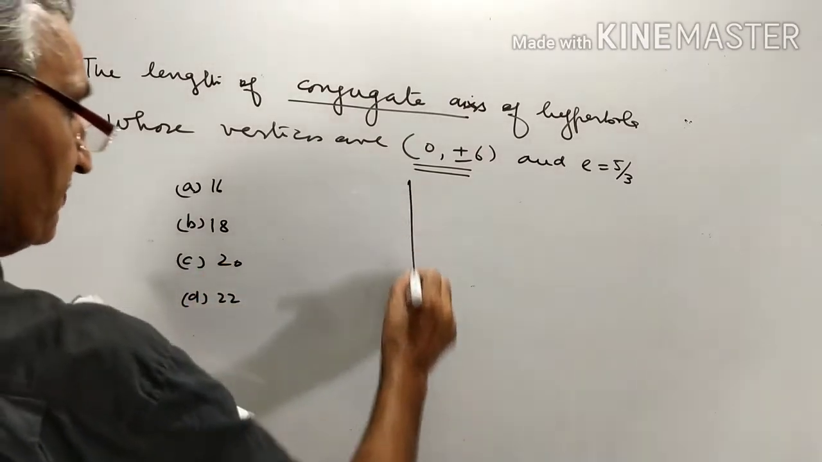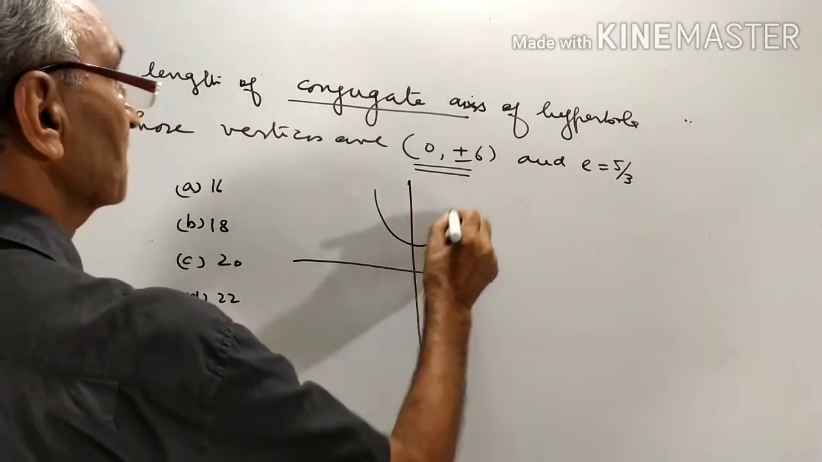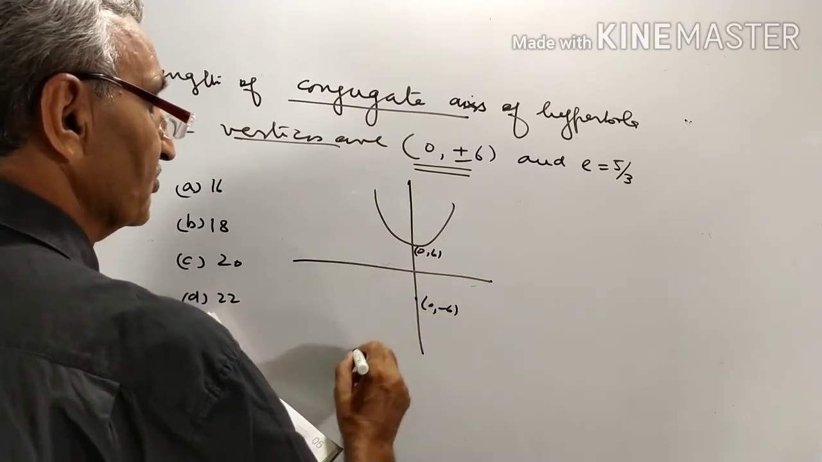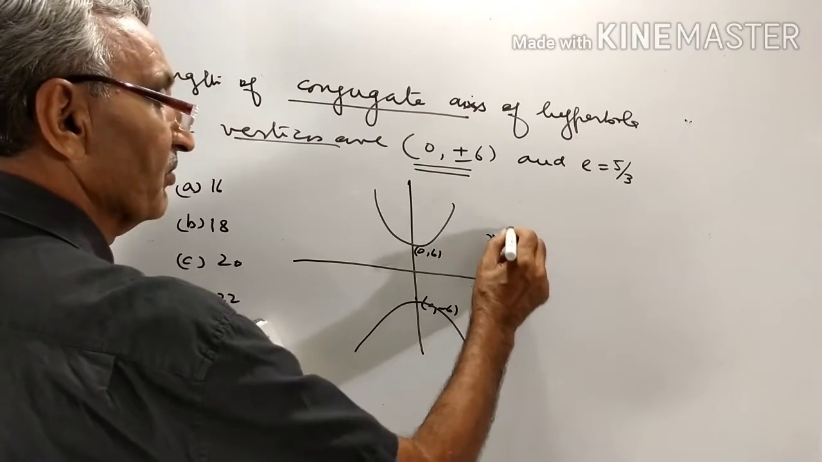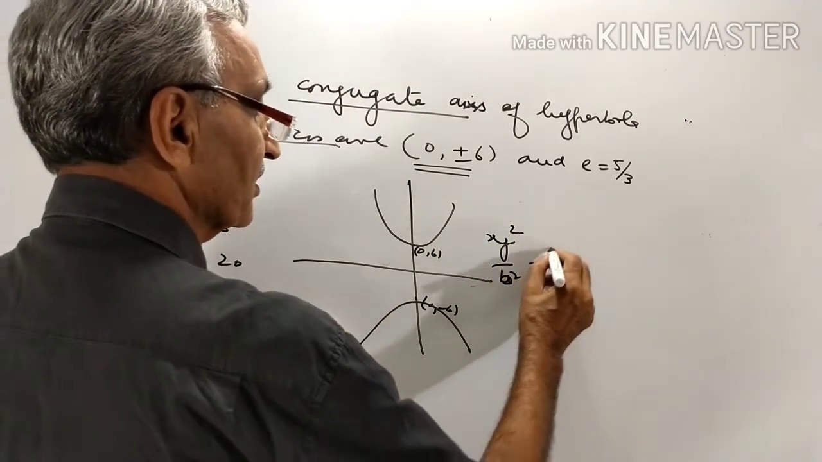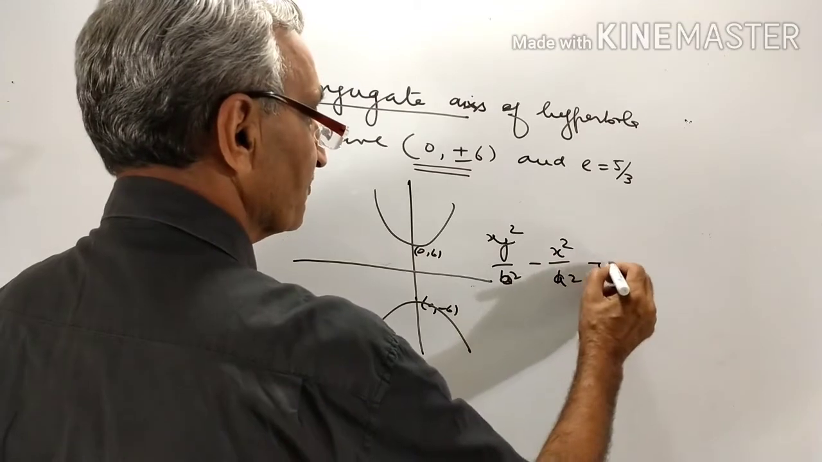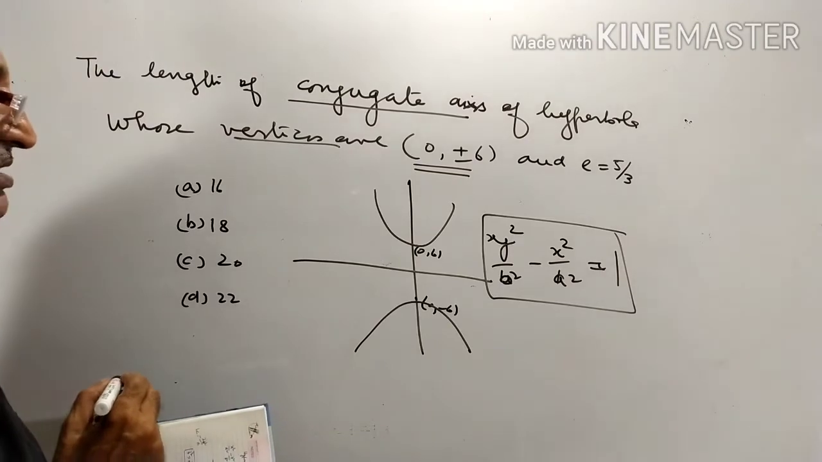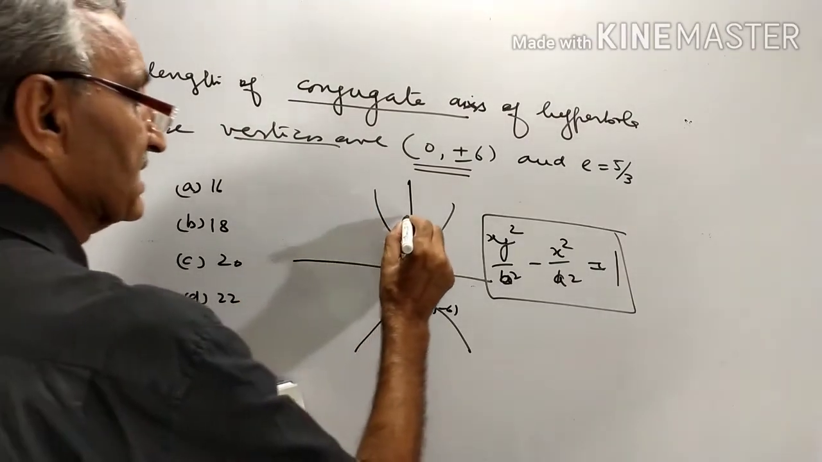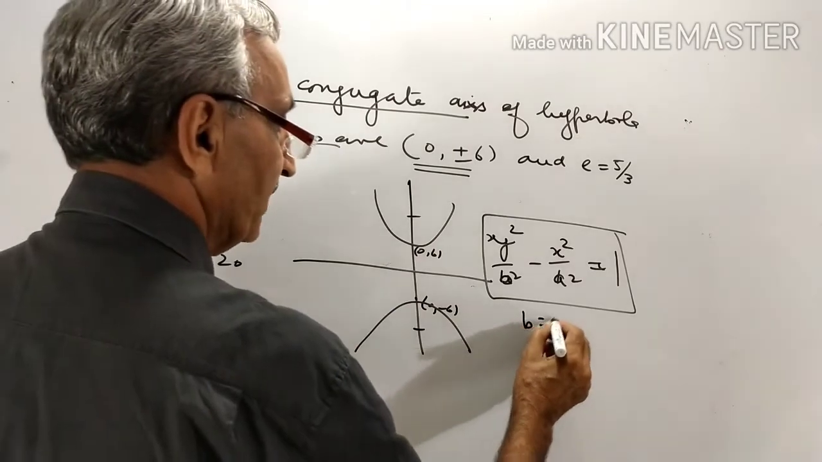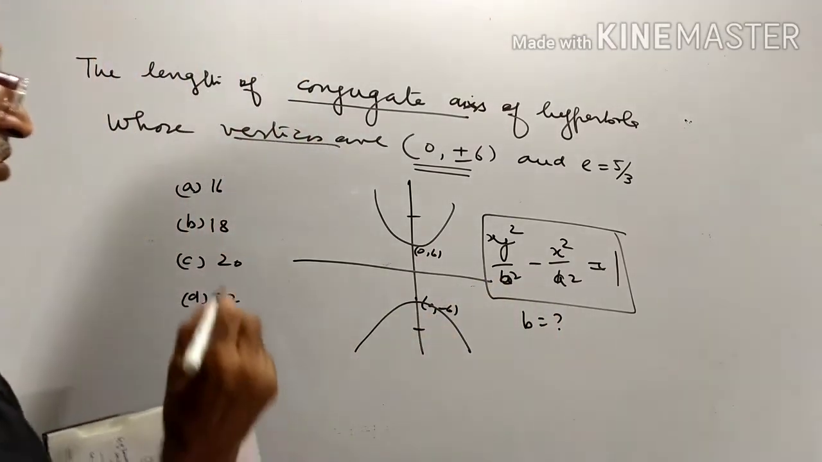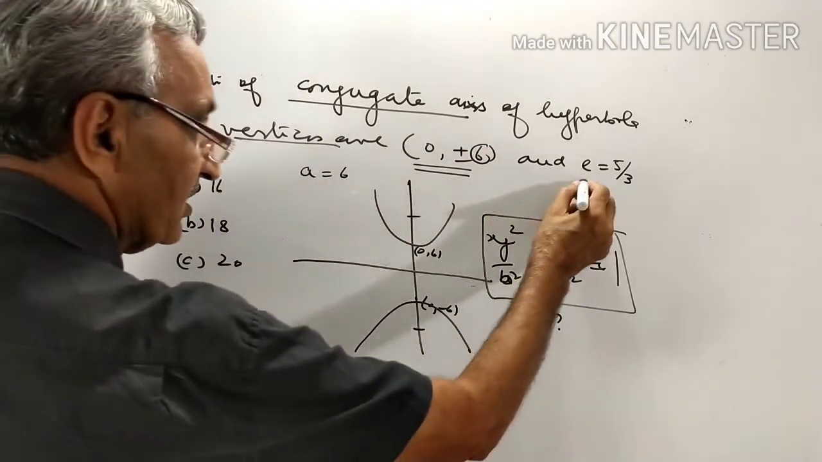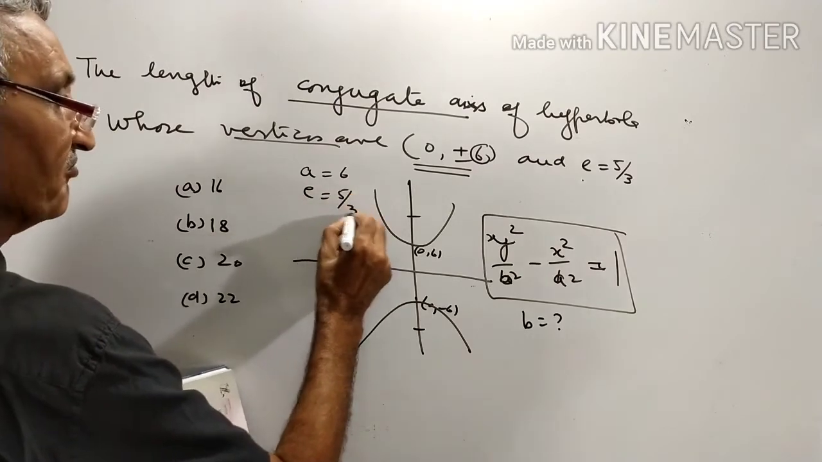This hyperbola has vertices at 0, 6 and 0, minus 6, so you can verify the equation is in this form. What is the conjugate axis we want to find? It means we want to find b. Here, 6 is a vertex, so a is equal to 6, and e is equal to 5 by 3. Can I find b here?